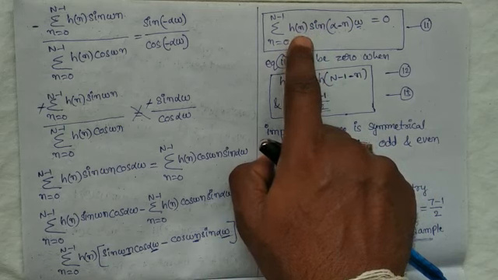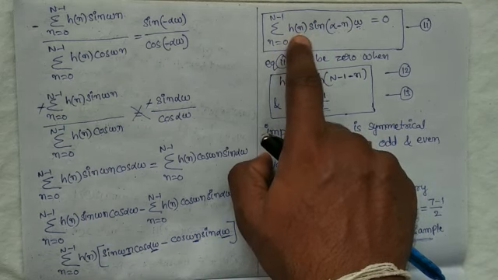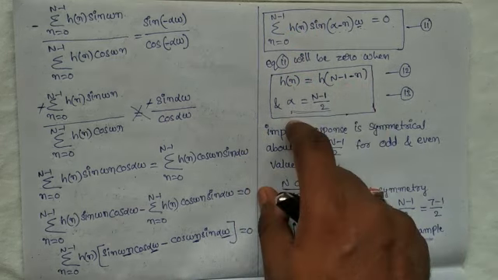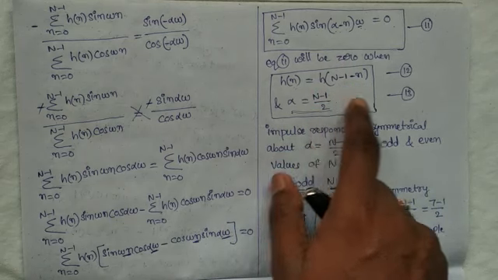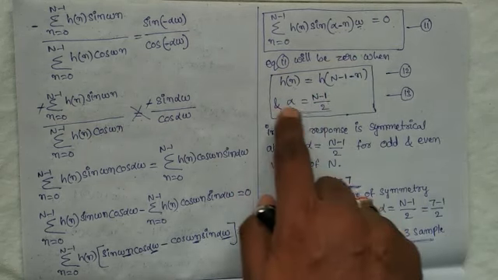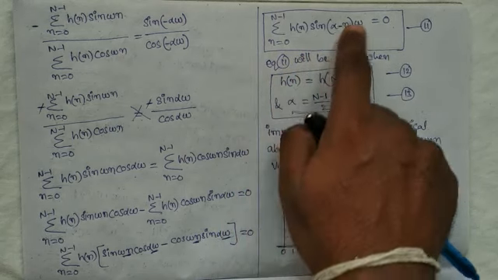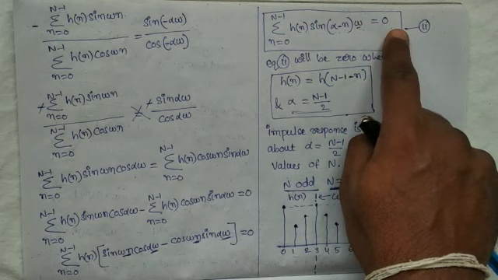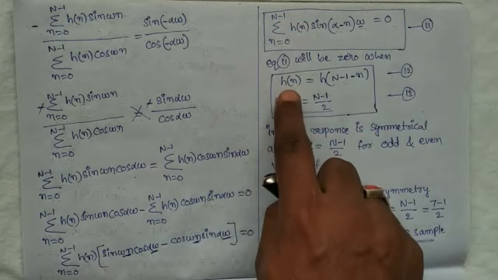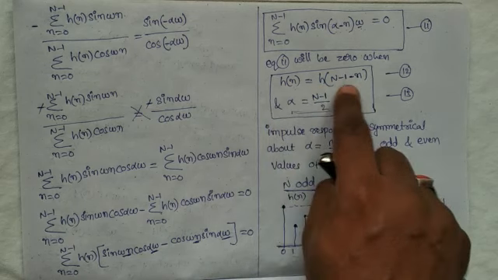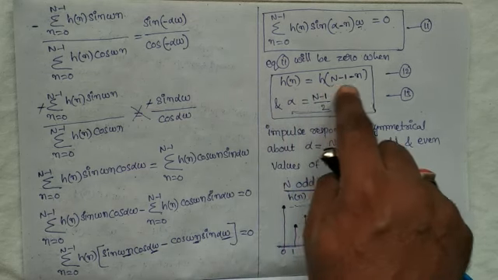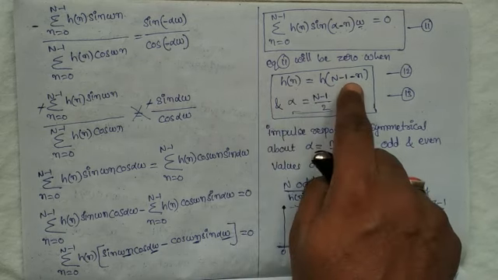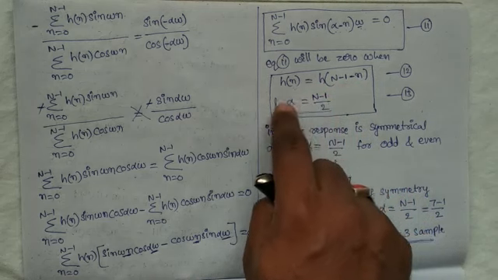The impulse response h of n is equal to, here I am writing, h of n is equal to h of capital N minus 1 minus n, and alpha is equal to capital N minus 1. For these values, this summation becomes 0. Here we are observing this condition, this indicates that the impulse response is symmetrical. Impulse response is symmetrical about this alpha.